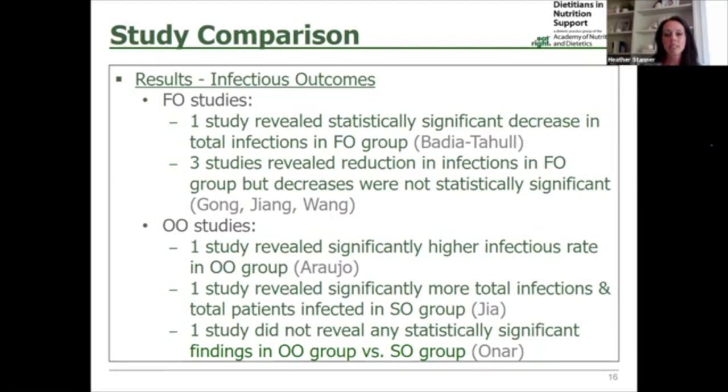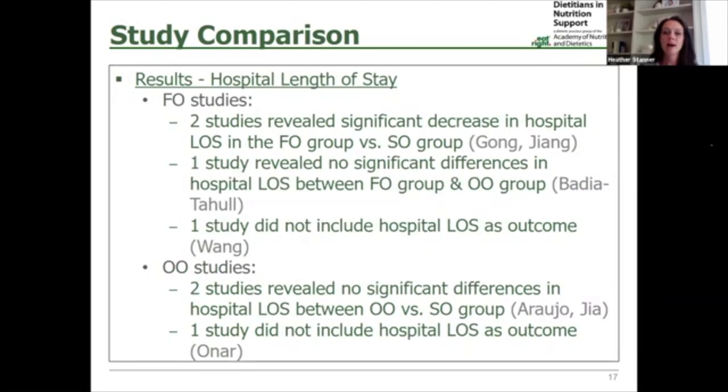However, only one of these studies showed a statistically significant decrease in infections. However, the study authors noted that many of these studies may have been underpowered to detect statistical significance. In terms of the olive oil studies, we saw varying results in terms of infectious outcomes. When looking at results of hospital length of stay and combining all the studies, we also saw varying study results. And in terms of hospital length of stay, that's something that's difficult to compare to different hospitals, facilities, as there are different medical and surgical practices at each unique facility.